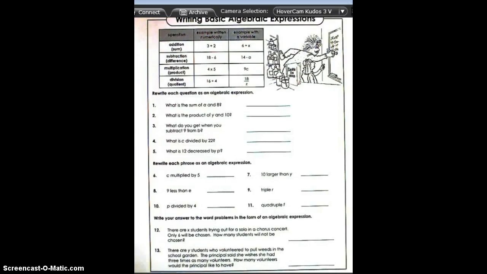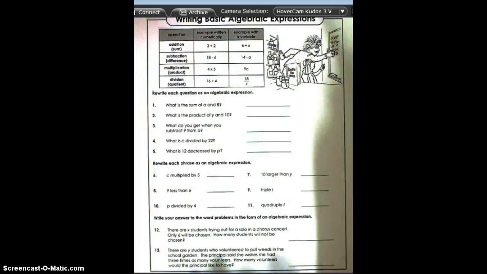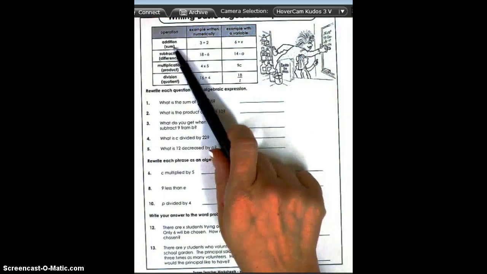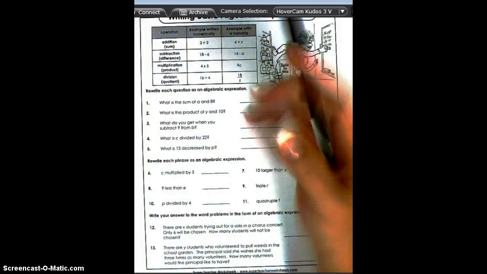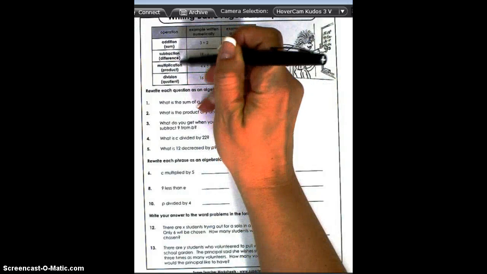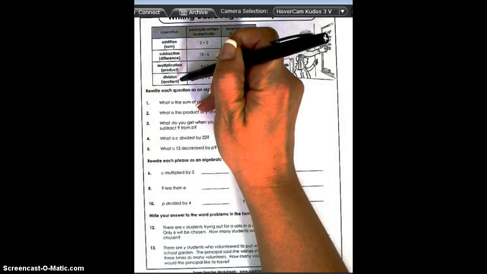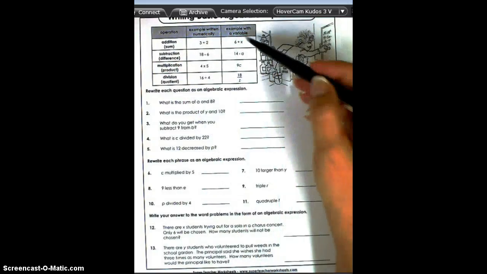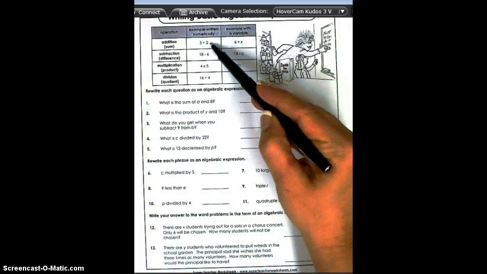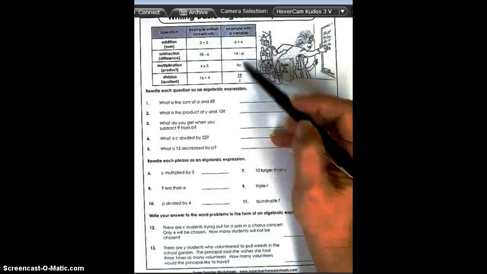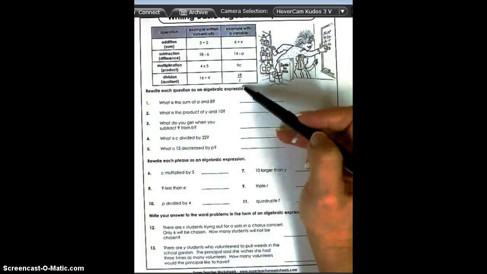Okay, fifth graders, so tonight your homework is writing basic algebraic expressions. Make sure you're looking up here at the top where it's talking about addition, and it's going to give you some big hints like sum, difference, product, quotient, those same things that we've been working on in class. And you can see how this would be written numerically. This is with that variable, so this is what we're going to be focusing on today.